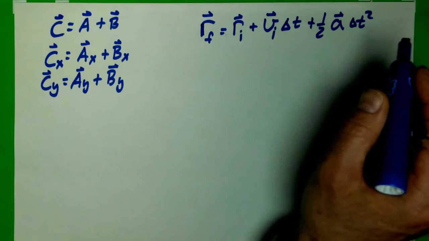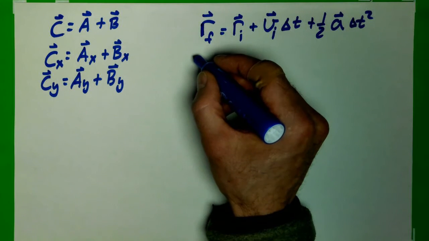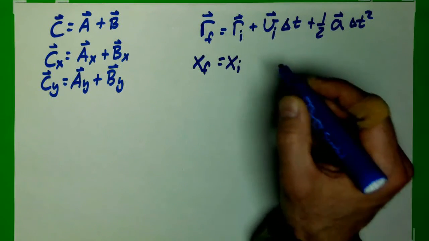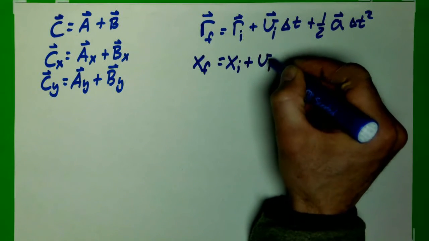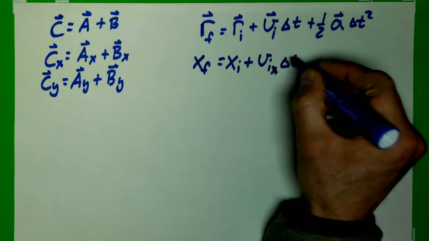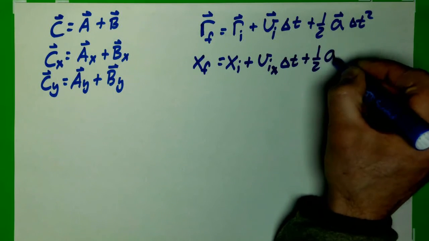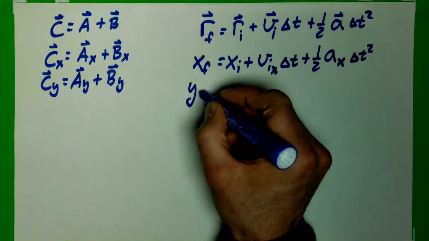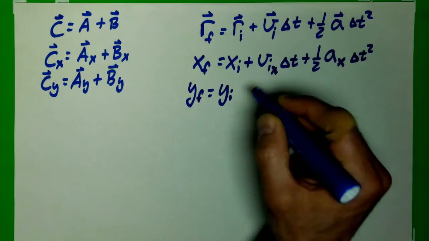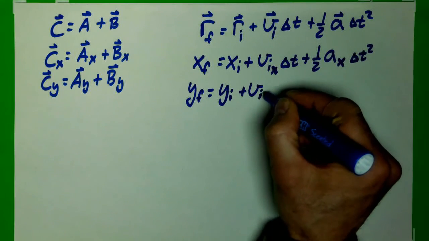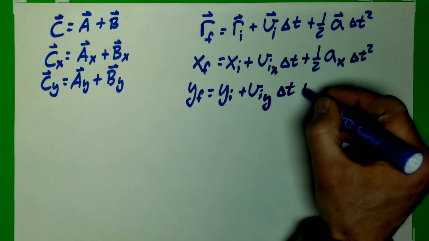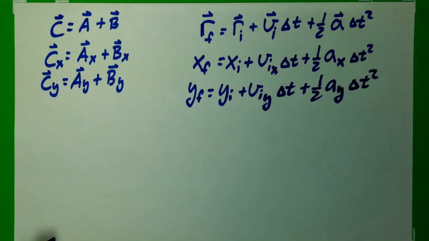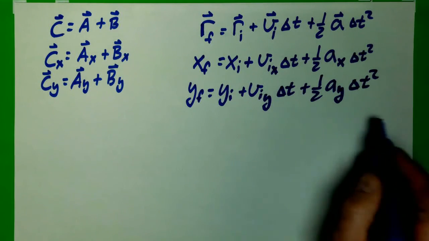I can take off the vector signs by having clear subscripts and say x final equals x initial plus v initial x delta t plus 1/2 ax delta t squared. And likewise, y final equals y initial plus v initial y delta t plus 1/2 ay delta t squared. And if it was three dimensions, I'd have a similar equation for z.